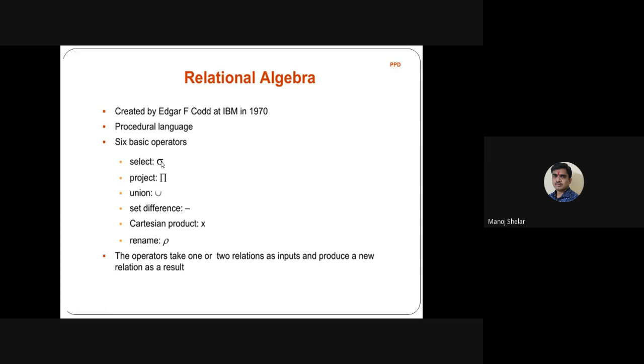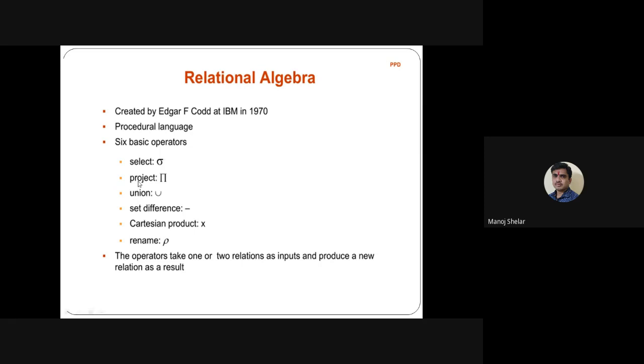Suppose we display the roll number 1 record in relational algebra, not in SQL. Here we use the sigma operation with a condition where roll number is equal to 1. This is a simple relational algebra expression.